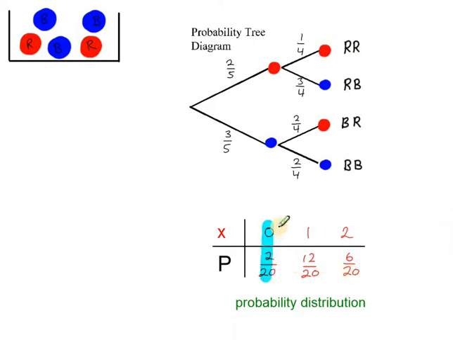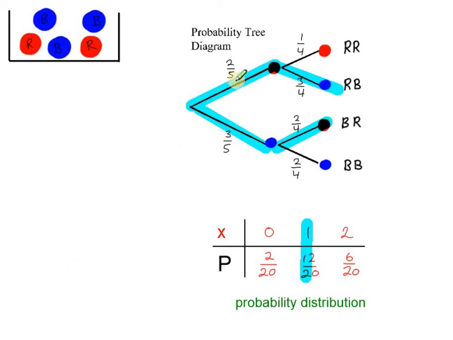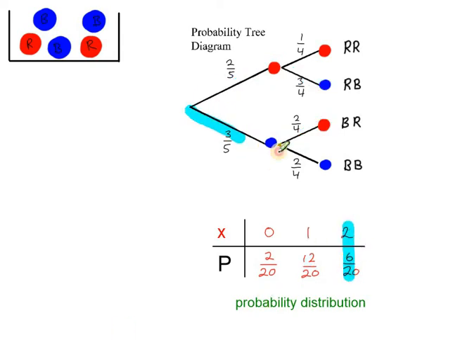If we work out the probabilities, we get these. So for no blues, which means we've got 2 reds, it's this path. So if we multiply them, we get 2 over 20. For 1 blue, so red blue or blue red, if we multiply along the branches then add the probabilities, we get 12 over 20. And then finally for 2 blues, we multiply these probabilities to get 6 over 20.